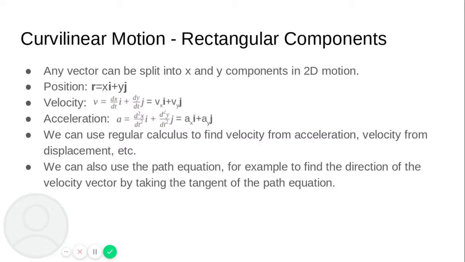We can use regular calculus to find velocity from acceleration, velocity from displacement, etc., using either derivatives or integrals. We can also use the path equation to find the direction of the velocity vector by taking the tangent of the path equation. Since the velocity vector will always be acting in the tangent direction to the path, we can take the tangent of the path equation to find which way the velocity vector is acting.